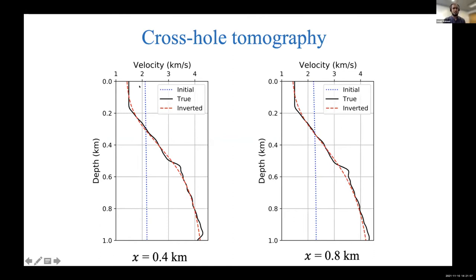So here is just a comparison of the inverted model profiles. Red is the inverted model, black is the true one, and blue is the initial one. So of course, travel time tomography can give you only the macro features, which can be used in full waveform inversion, for example, to build higher resolution models.